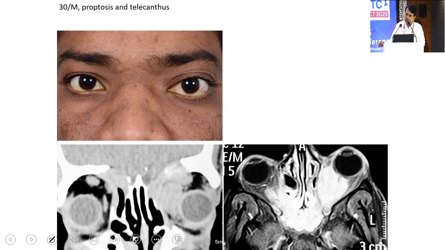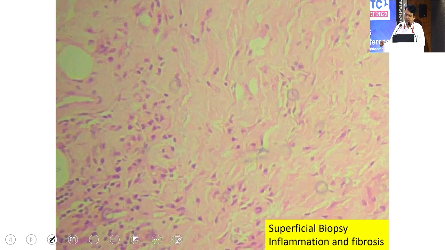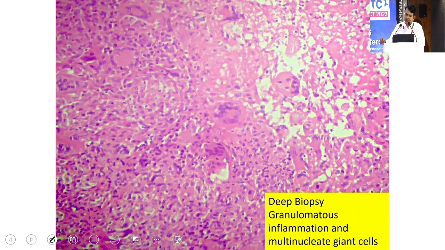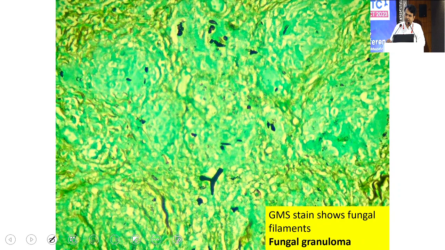This was a bilateral orbital mass with telecanthus, which is acquired. Now, in this patient, we did a biopsy, and the superficial biopsy showed inflammation and fibrosis. Deep biopsy simply showed granulomatous inflammation, which would still warrant steroids after systemic evaluation, but only when we asked for special stains could we diagnose that it was indeed a fungal granuloma, where steroids would absolutely be contraindicated.